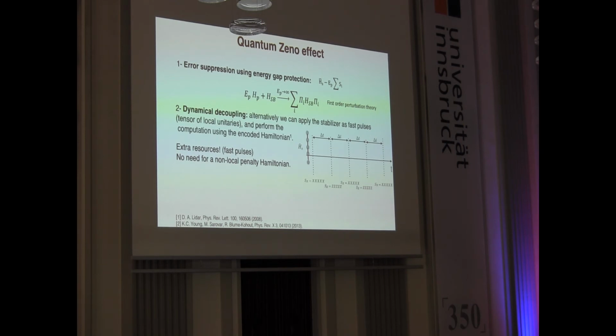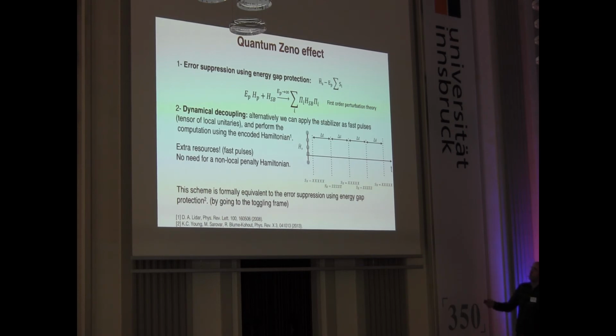One way is to just, rather than implementing these stabilizers as Hamiltonians, apply them using unitaries, fast pulses. So this is some extra resource that I allow. I say that, okay, at very short intervals, just apply these stabilizers as unitaries. And if this is happening very fast, the effect is exactly like having a Zeno effect again, and we get error suppression. So this is the second way that we can think about dynamical Zeno effect, which is using dynamical decoupling.